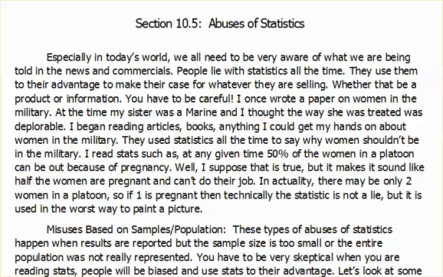People lie with statistics all the time. They use them to their advantage and to make a case for whatever it is that they're selling. And that might be a product or it might be information. You have to be careful.